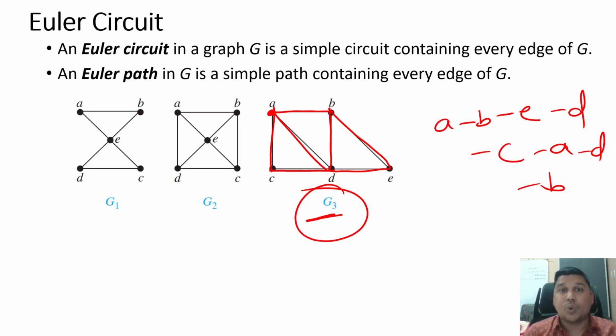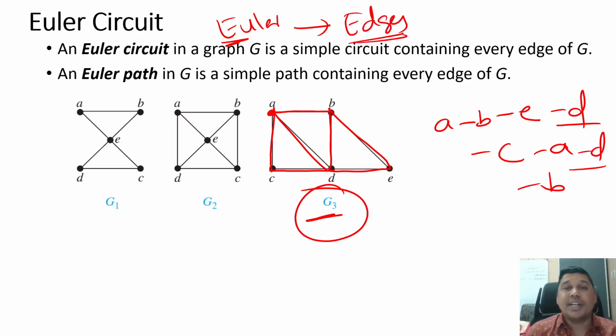Why? I am able to travel all the edges exactly once without repeating. Some vertices might be repeated, but you are able to visit all the edges. So when the question asks about Euler circuit or Euler graph, E means its focus is on edges. That way you remember. So this G3 has a Euler path.